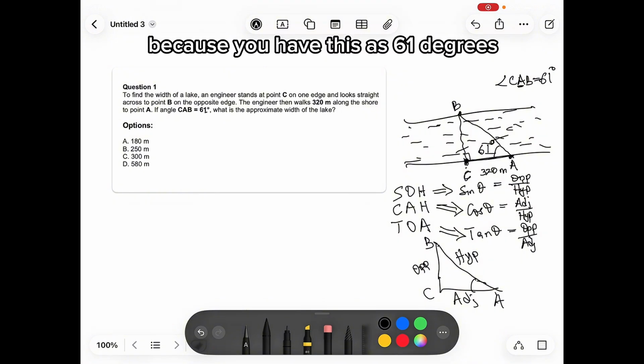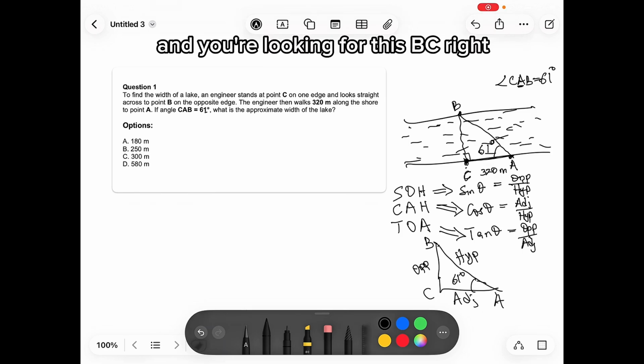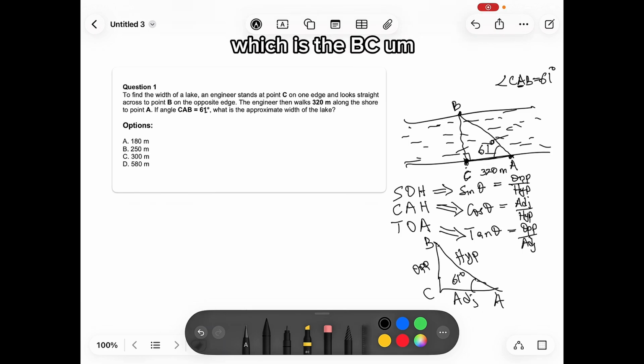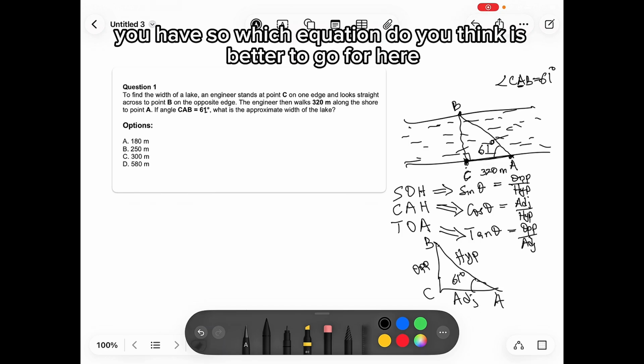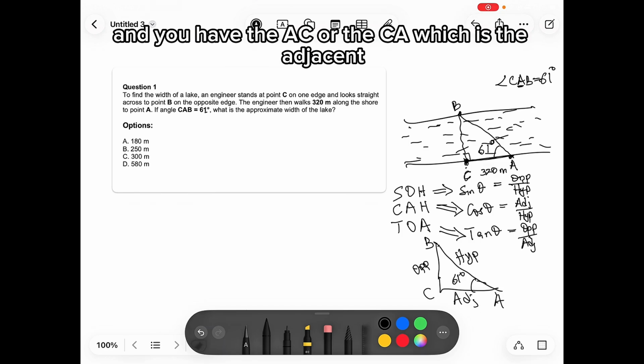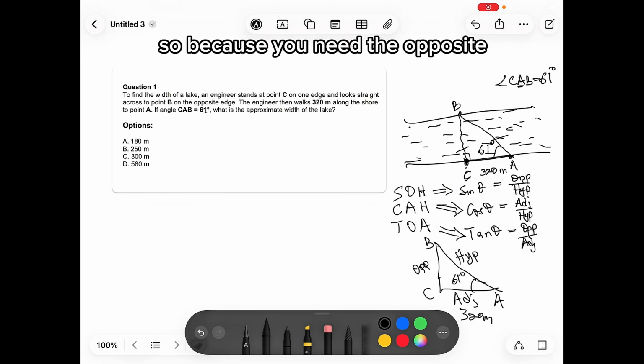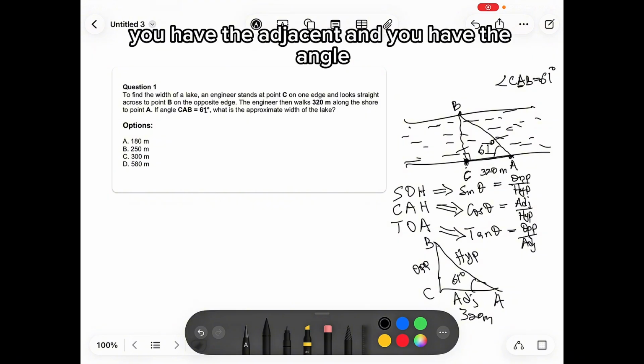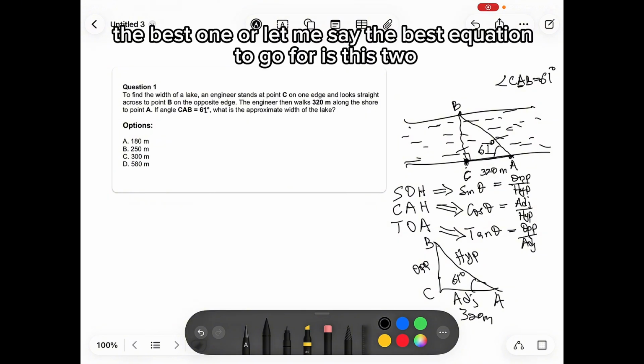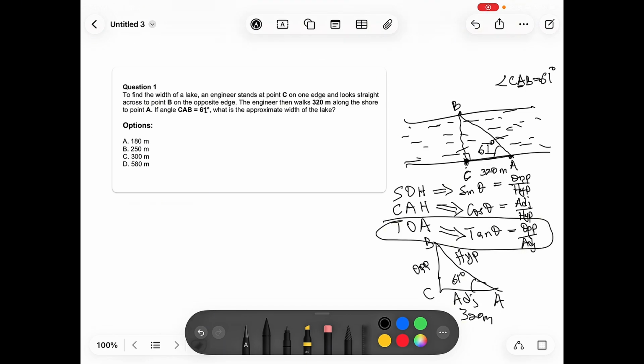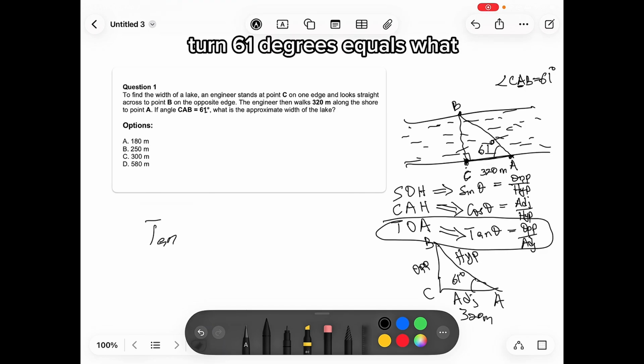Because you have this as 61 degrees, and you're looking for this BC, right? So what is the width of the lake, which is the BC? Which equation do you think is better to go for here? You have the AC or the CA, which is the adjacent. Because you need the opposite, you have the adjacent and you have the angle, the best equation to go for is this TOA, right? Then you say tan 61 degrees equals what?